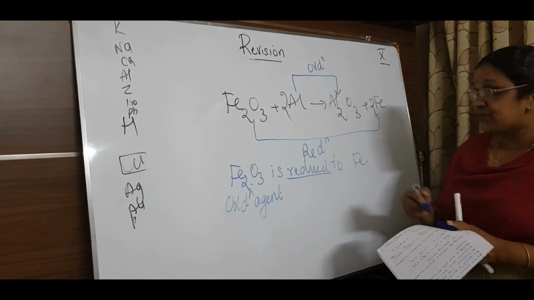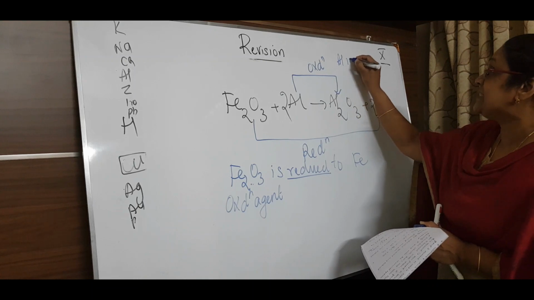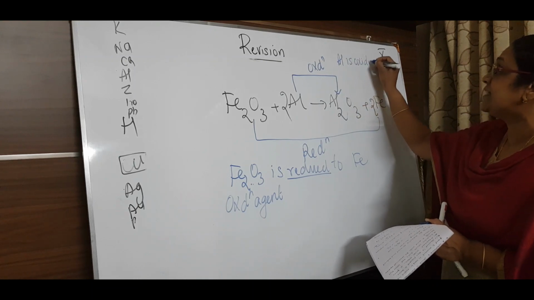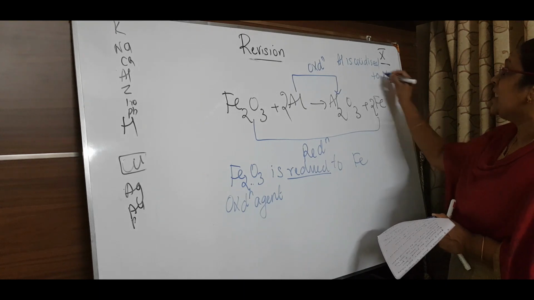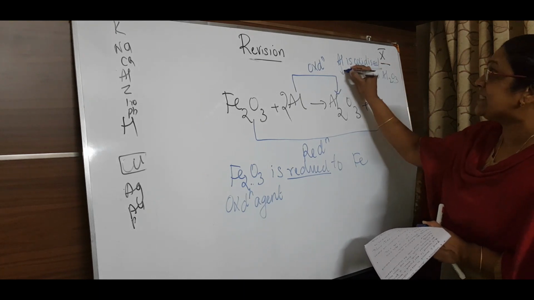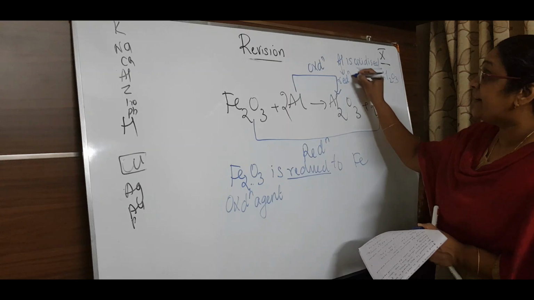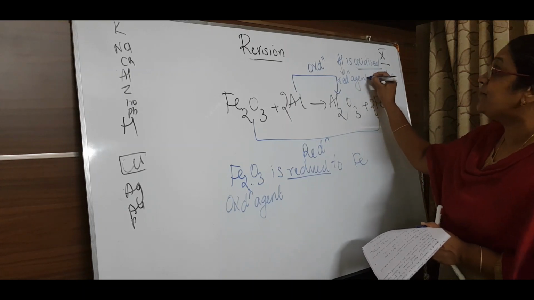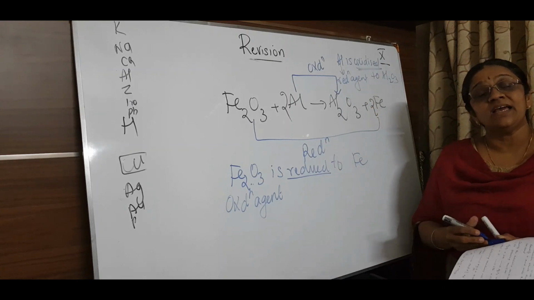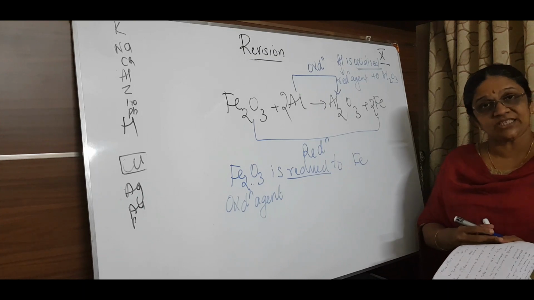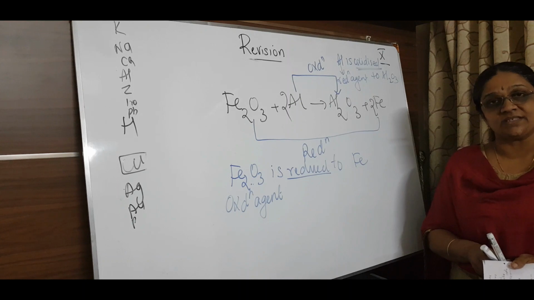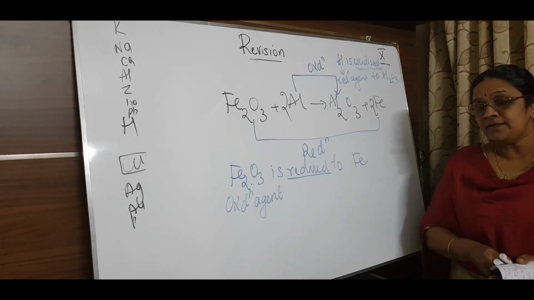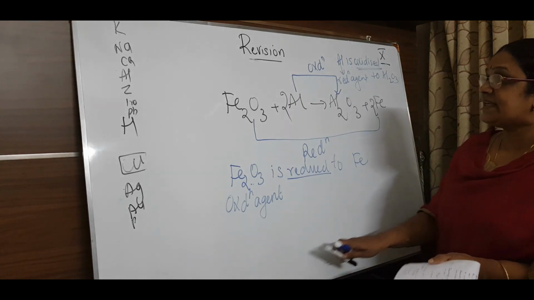Now, in the other case, what will you write? Listen. Aluminium is oxidized to Al2O3. Now, this is oxidized, so what is aluminium? Aluminium is the reducing agent. See, this is how you find the oxidizing agent and reducing agent, and also what is oxidized and what is reduced. So, is it clear? It's clear. Okay. Now, we will see the next question.